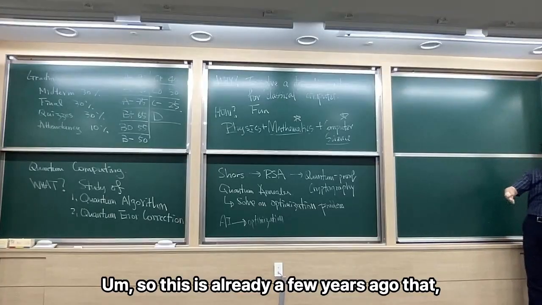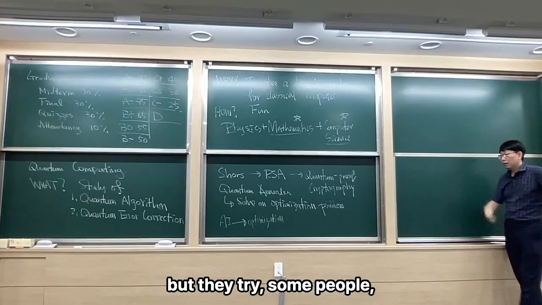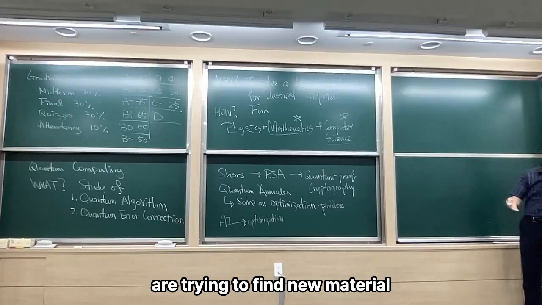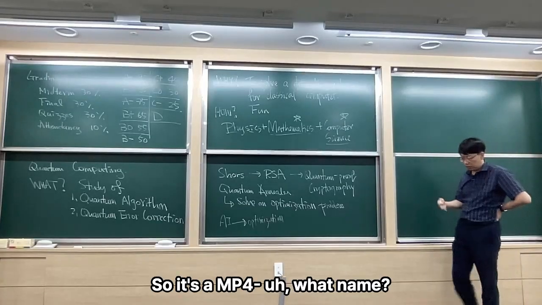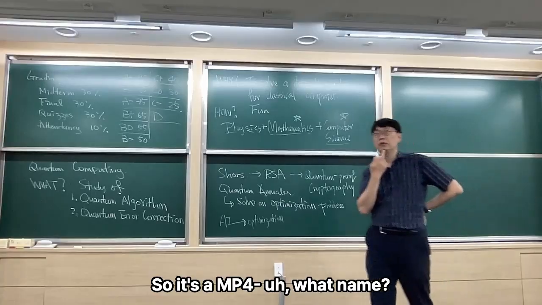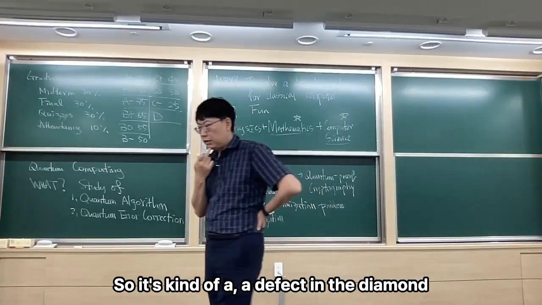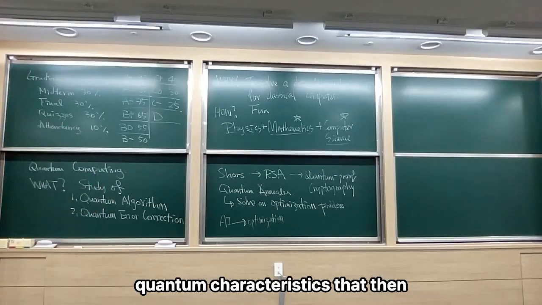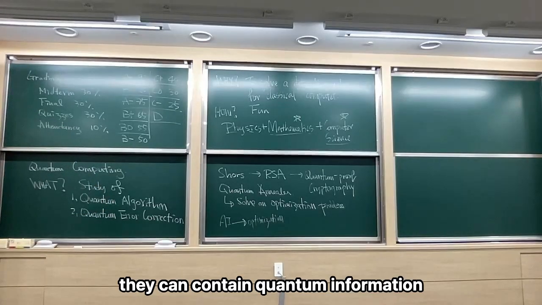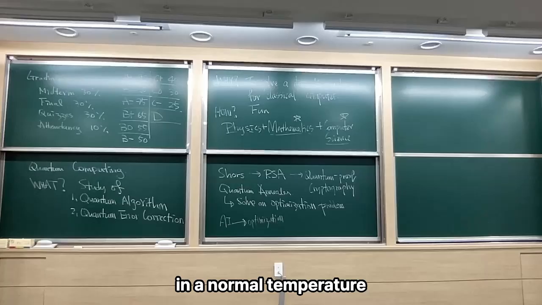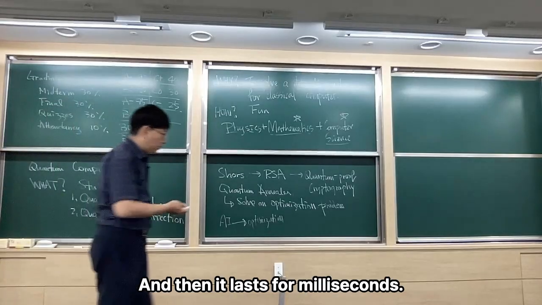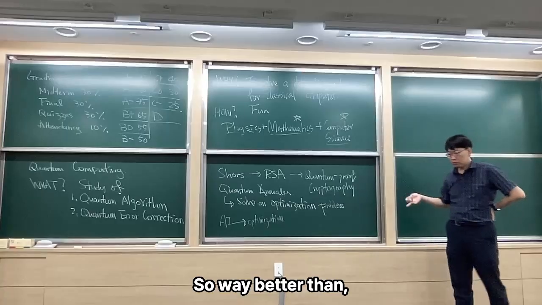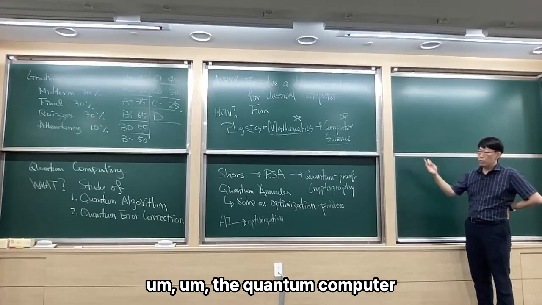This was already a few years ago, but some physicists in some labs are trying to find a new material called a diamond defect. I forgot the exact name. It's a kind of defect in the diamond, and it has quantum characteristics that let them contain quantum information at normal temperature, like 20 degrees Celsius, and it lasts for milliseconds. So that's way better than the quantum computers we have right now.